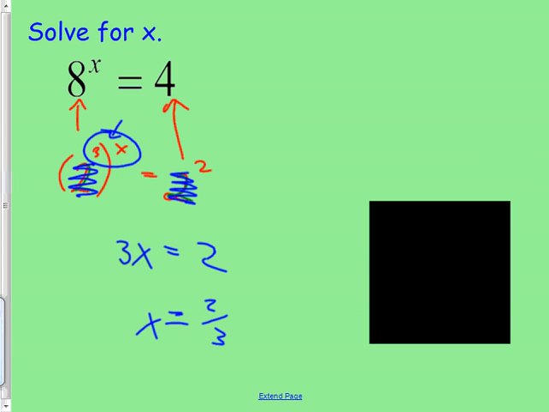But wait, you say, you're telling me that 2/3 is what I should put here. You mean exponents can be fractions? Yes, they can. So let me stop for a second and show you something about exponents being fractions. I know you probably have never seen that.